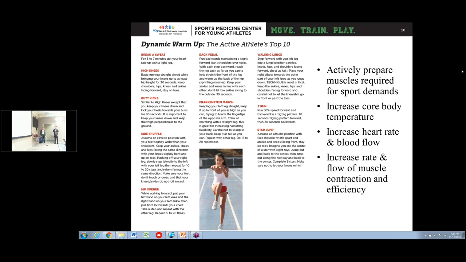All right? We do a little bit of a side shuffle. It's kind of like a defensive slide in basketball. You face forward. Good. And then you move back. That's good. Okay? And then now we're going to do a little hip opener. So you walk forward here and you pull up. And then you're going to stop. Okay, do a little nice stretch there.